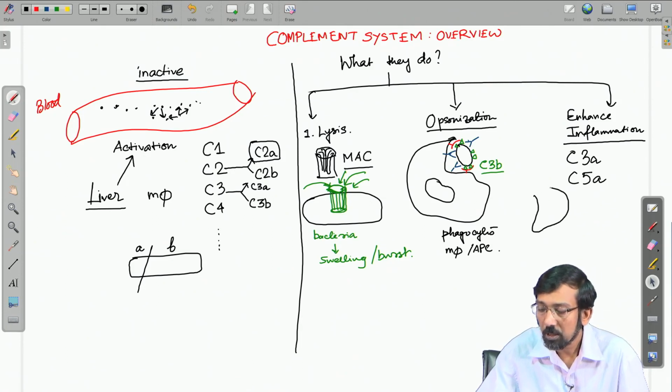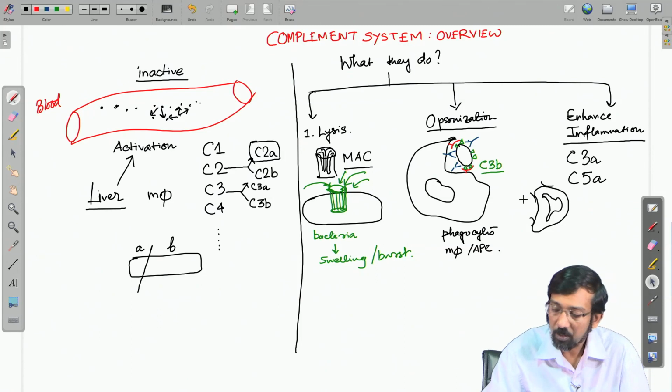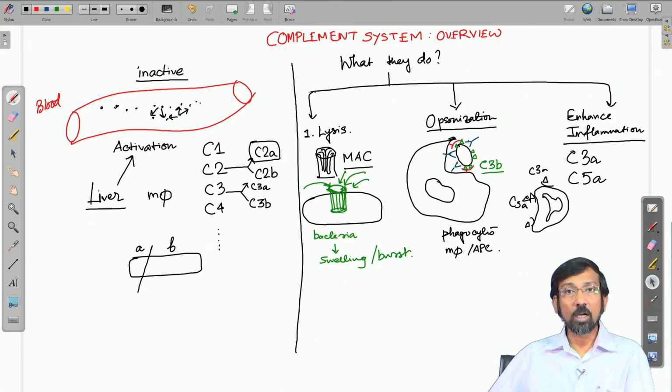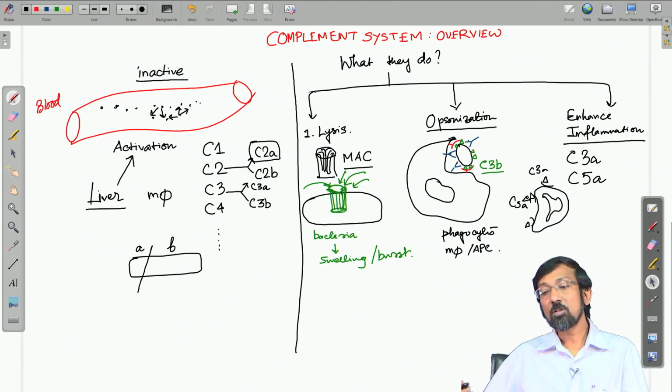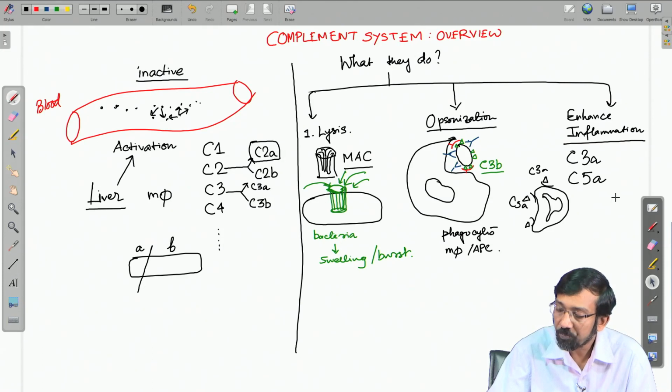The neutrophils express receptors on their surface which can bind to C3a or C5a, and they act as chemoattractants, like we have described the chemokines as chemoattractants. Similarly, these complement cleavage products, particularly the smaller ones, also act as chemoattractants, and they can enhance inflammation. They can also do a second function, that is degranulation.